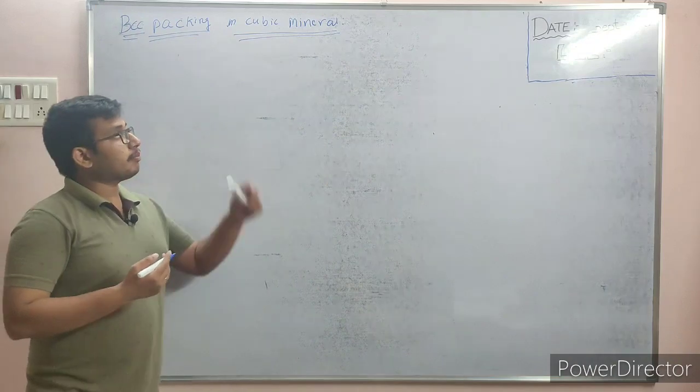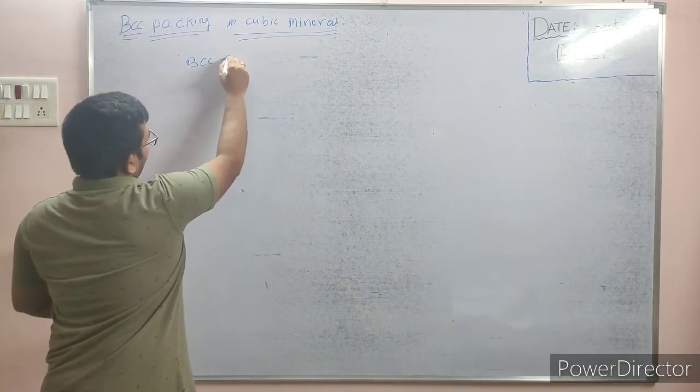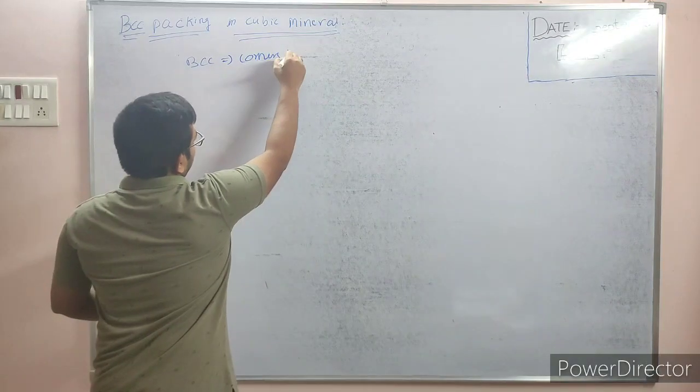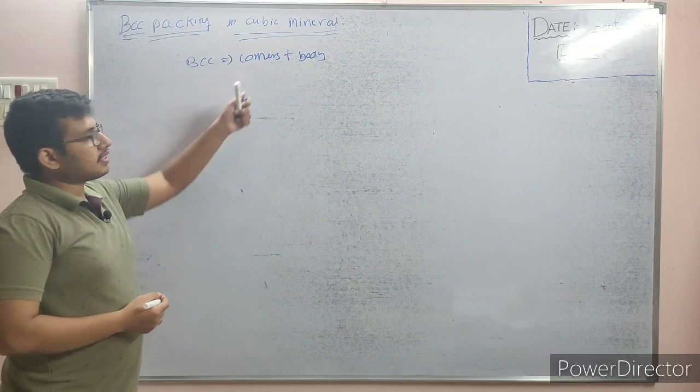Now let's discuss BCC packing in minerals. What will be in BCC packing? Corners plus body. There will be one atom present in the body. There is one atom present in the body.